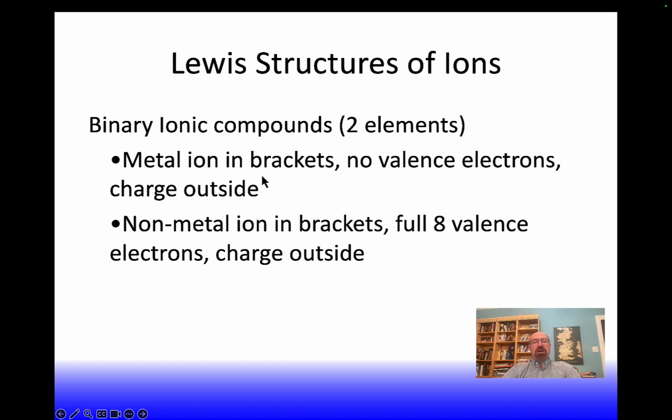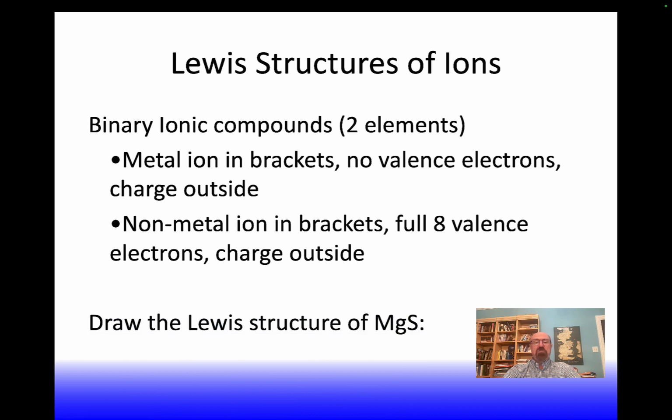You still put the charge outside on the top right. Remember, the metal ion will have a positive charge. The nonmetal ion will have a negative charge. If for some reason your binary ionic compound has more than 2 atoms in it, like for instance MgCl2, you have 2 nonmetal chloride ions, you have to draw both. Here's an example for magnesium sulfide. Again, metal symbol in the middle, brackets around it, charge outside, no valence electrons. Here, the nonmetal of magnesium sulfide, this is a sulfide ion, so it's got all 8 electrons filled around it, brackets, and then a 2- charge.